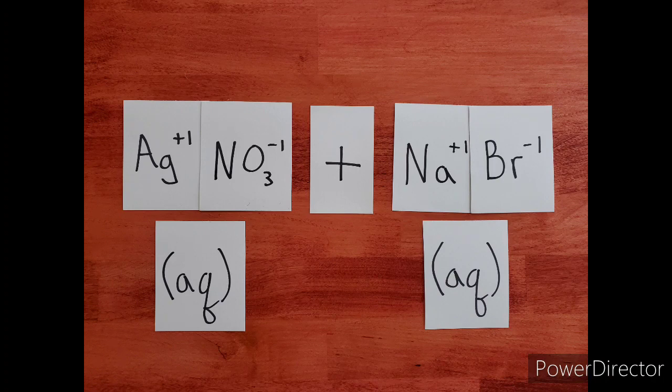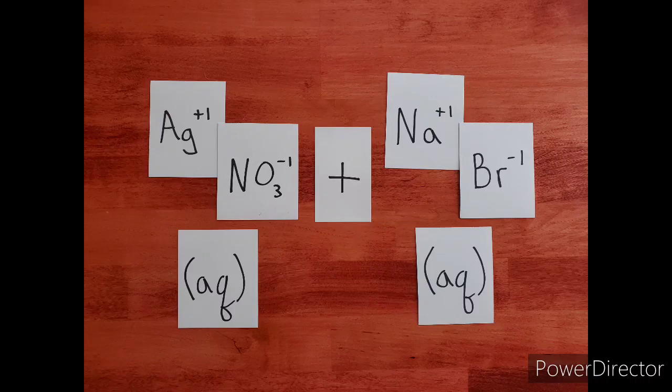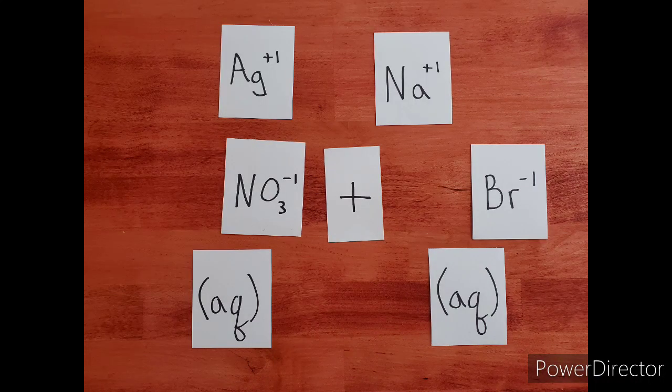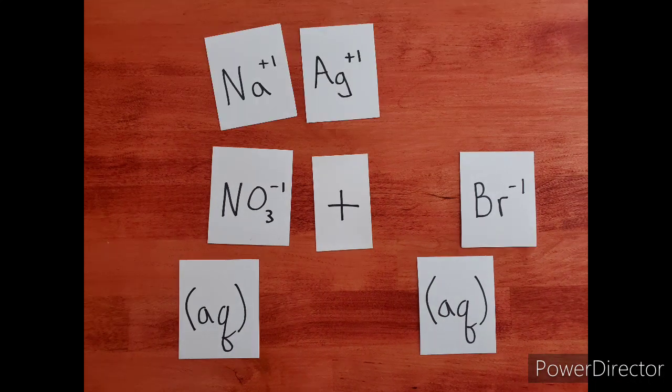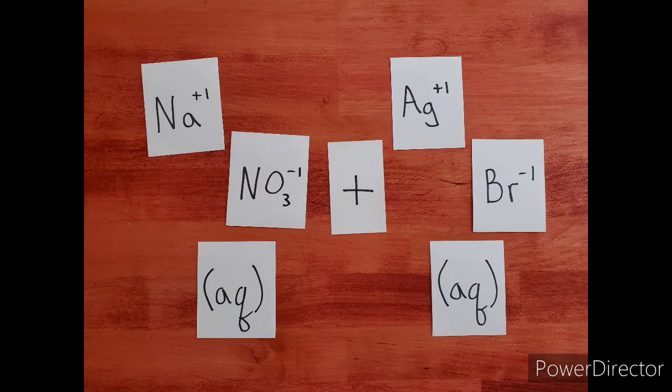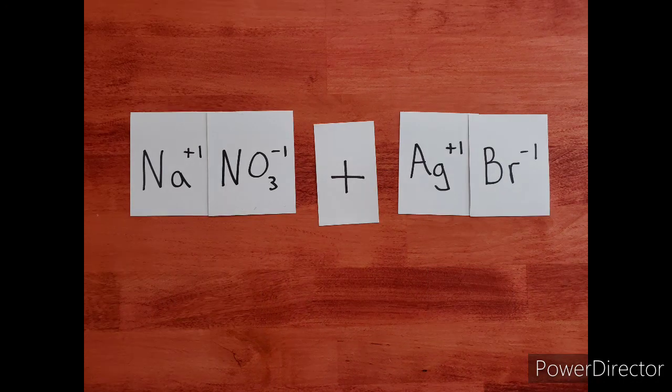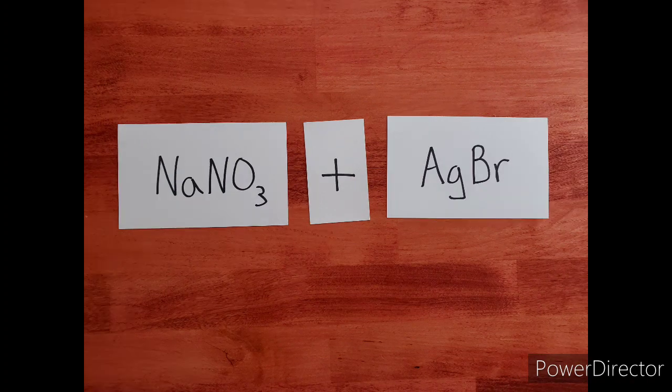Anytime we look at a double replacement reaction, what we want to see is that the two positive ions trade places with each other. Once we've come up with new partners for them, though, we do need to do a crisscross again. Again, I've chosen all ones, so it makes it pretty simple, but we get NaNO3 and AgBr here.